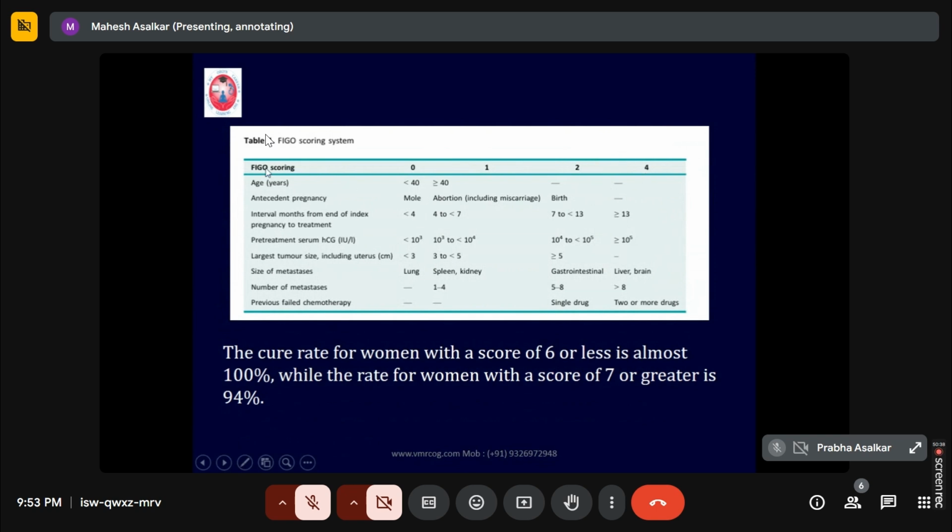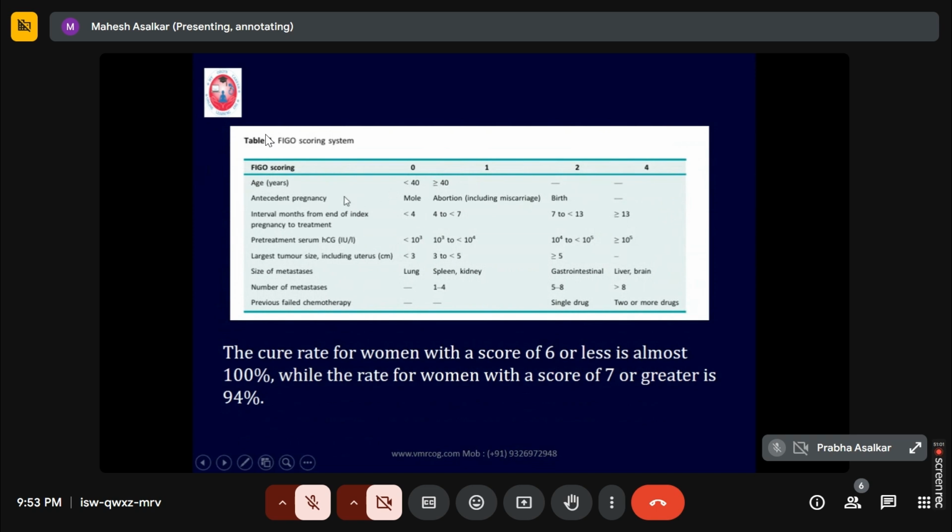Now, if the patient's age is less than 40, there is a 0 score. If it is 40 or more, remember what exactly is given. Most of the time in the RCOG exam, they will give you the borderline, and you get confused whether 40 comes at 0 or at 1. So 40 is included in the 1.